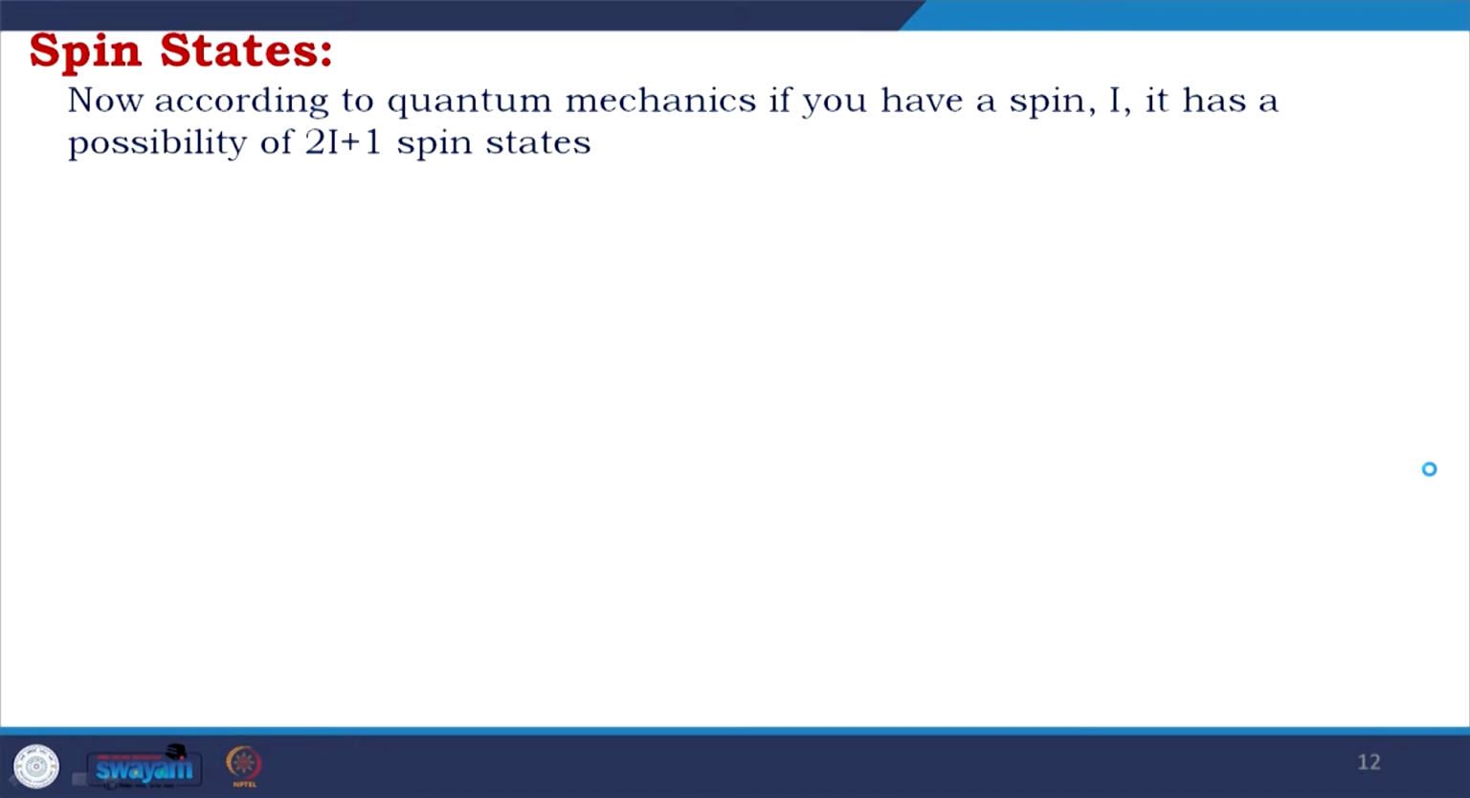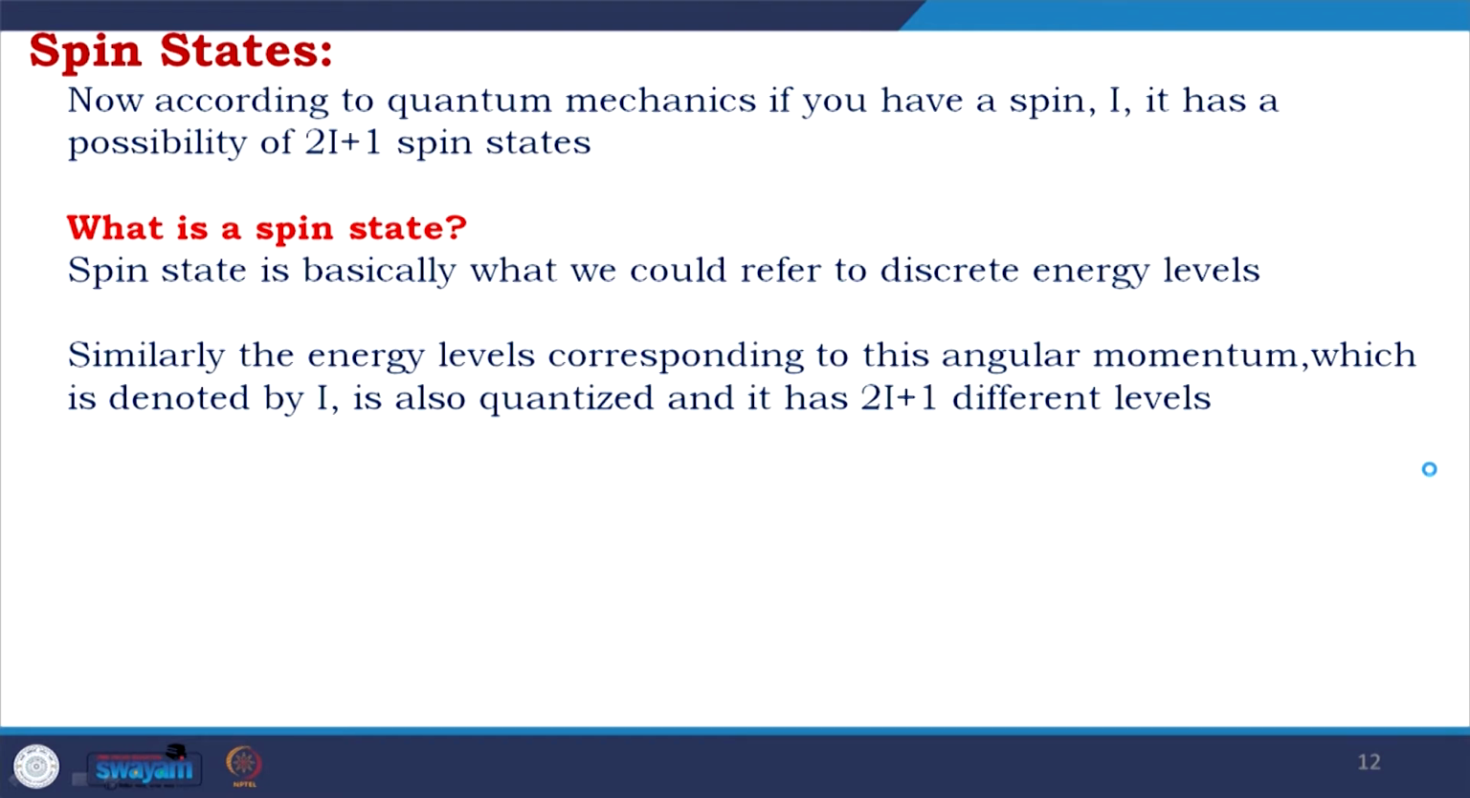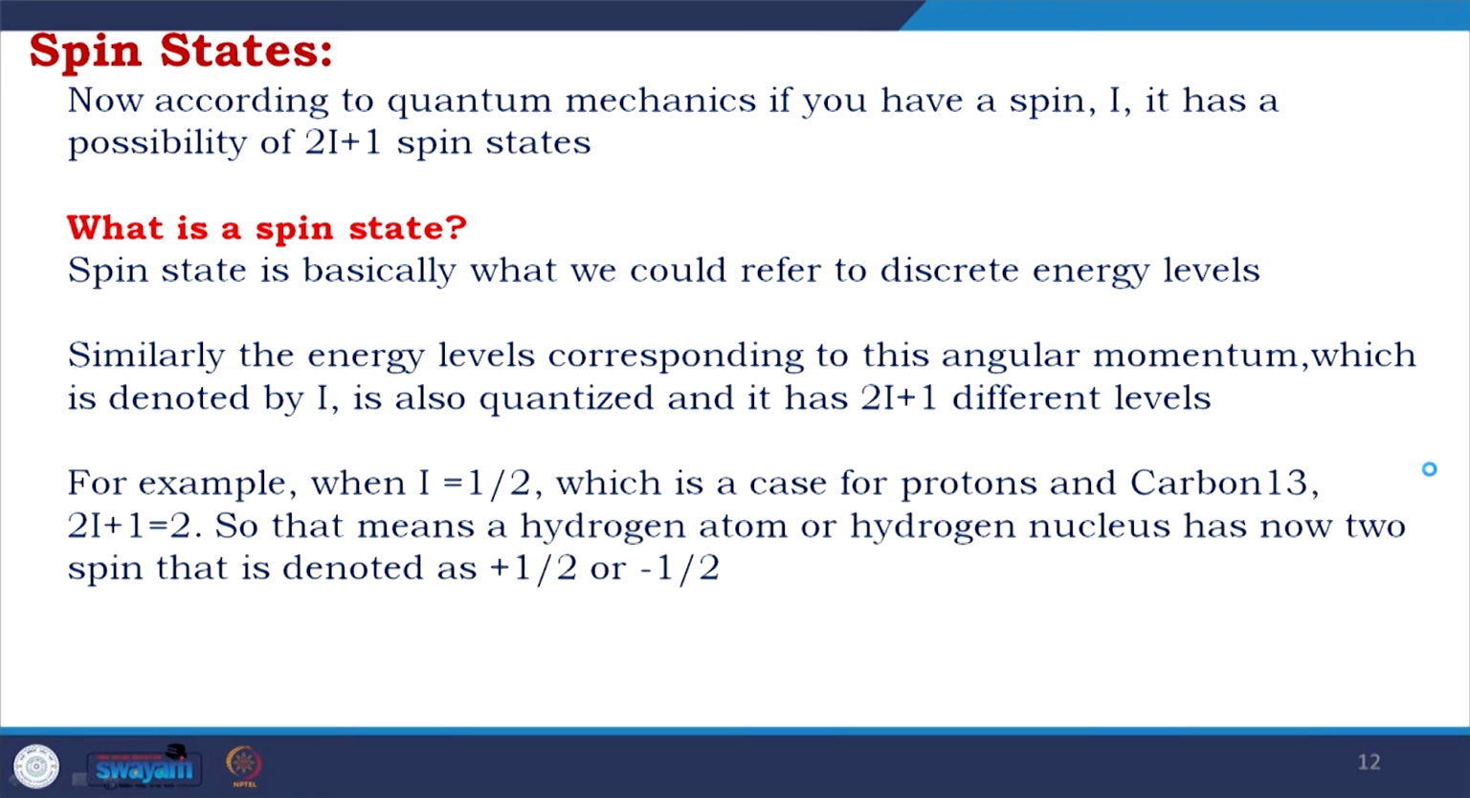We are talking about spin states. We see that there is a possibility of 2 states developed. According to quantum mechanics, if you have a spin I, it has a possibility of 2I plus 1 spin states. We talked about this. So, what is a spin state? Spin state is basically what we could refer to as discrete energy levels. Similarly, the energy levels corresponding to this angular momentum, which is denoted by I, are also quantized, and it has 2I plus 1 different levels, which I talked about just before.